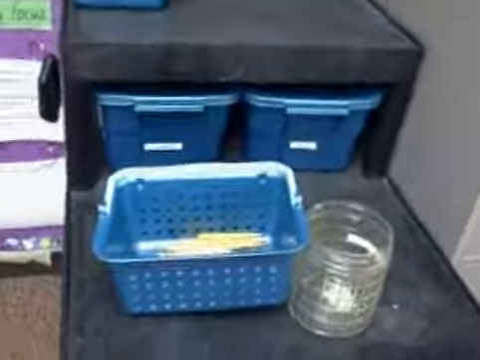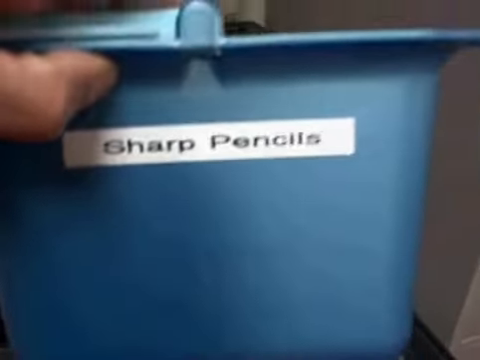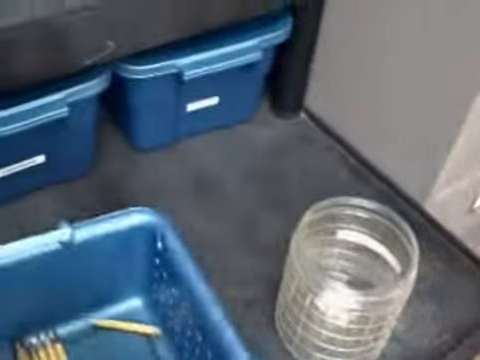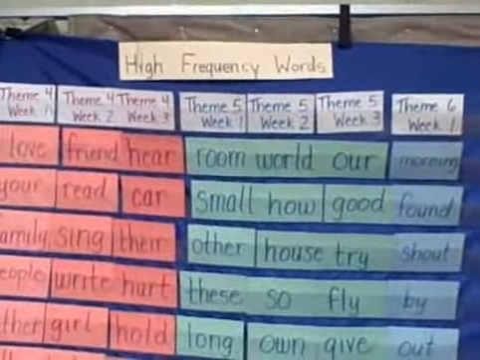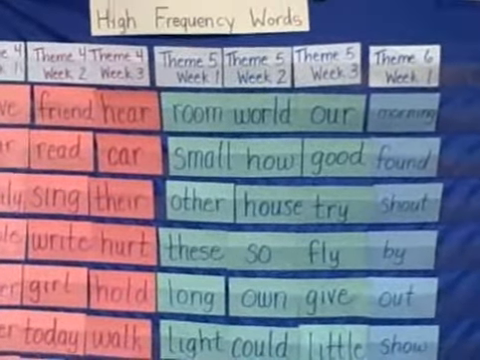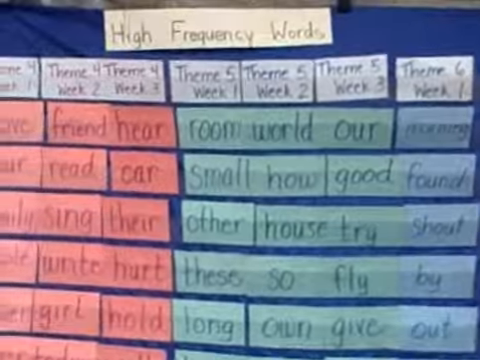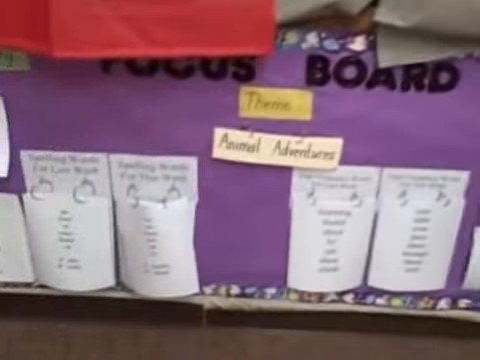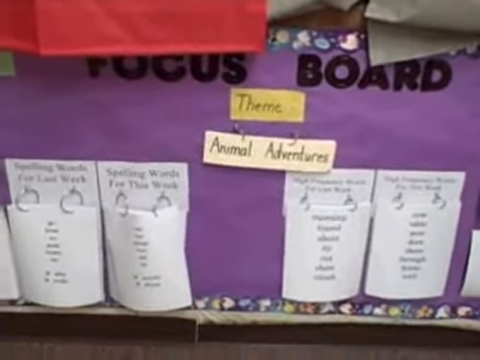Cabinets, supplies. These are labeled. All the sharp pencils go in there. Scissors. This is our high frequency word board. These are the words that they just need to know, learn, memorize. It's our focus board.